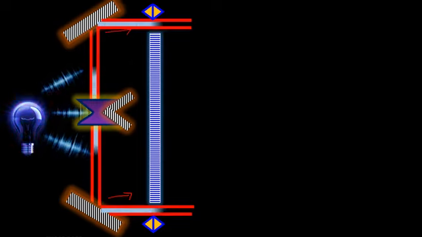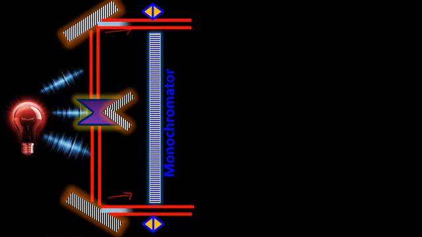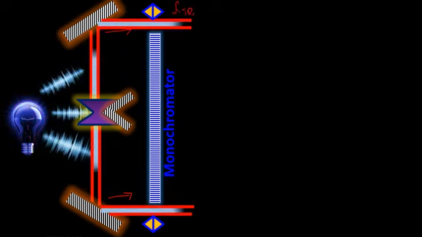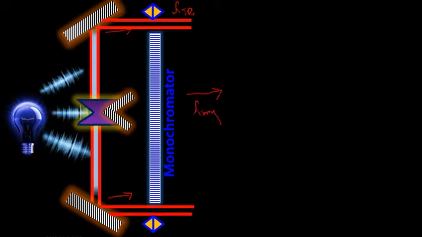And then these IR radiations, which are split by the optical chopper and reflected by a mirror, will fall on a device known as a monochromator. A monochromator is a device which converts the multi-wavelength IR radiation, different types of wavelengths, into a single wavelength of IR radiation.